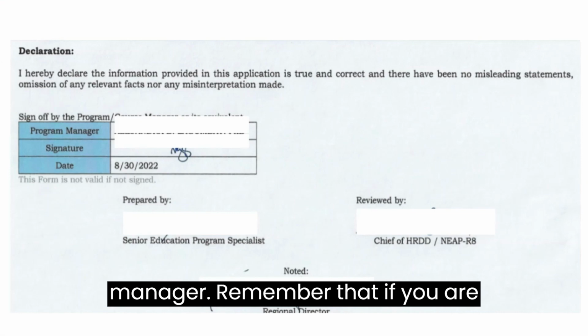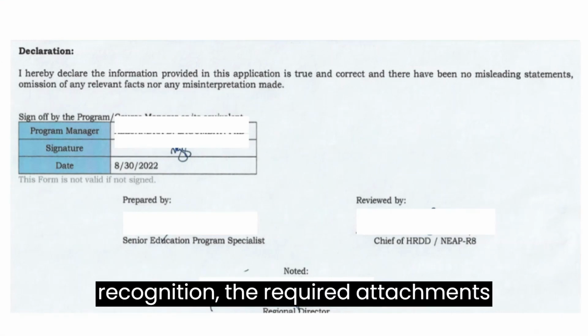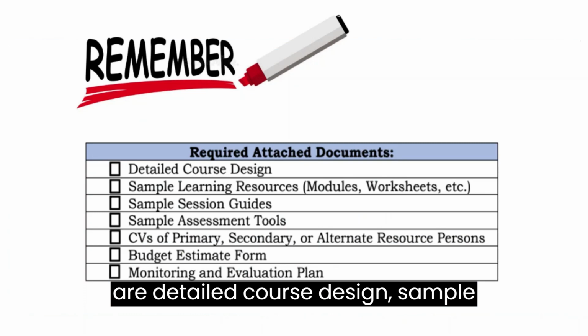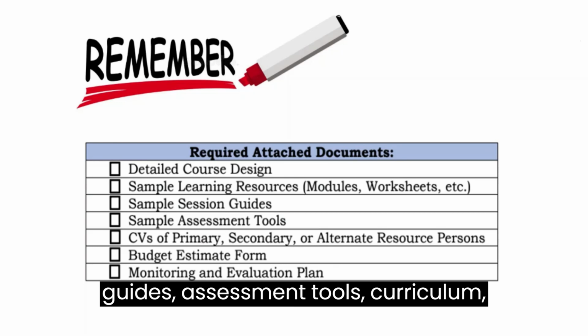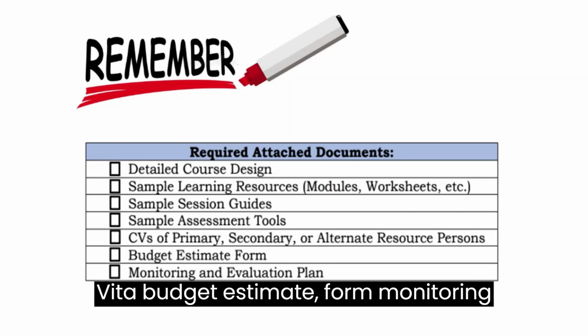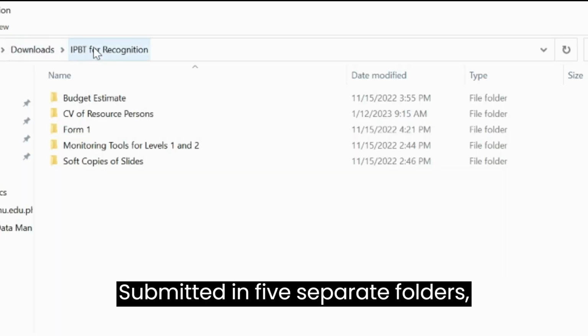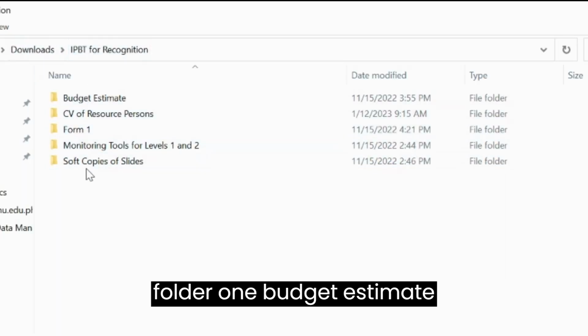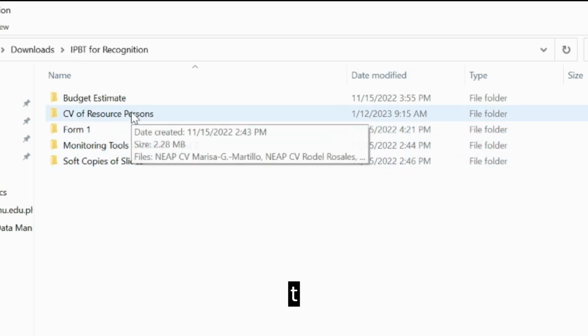Remember that if you are submitting a program for NEAP recognition, the required attachments are detailed course design, sample learning resources, slide decks, session guides, assessment tools, curriculum vitae, budget estimate form, monitoring, and evaluation plan. Submit them in five separate folders: Folder 1, Budget Estimate; Folder 2, CV of Resource Persons; Folder 3, Form R.1; Folder 4, Monitoring Tools for Level 1 and 2; Folder 5, Soft Copies of Slide Decks.